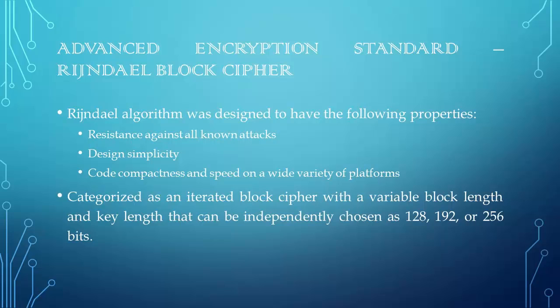The Rijndael block cipher. This algorithm was designed in relation with AES for the following purposes: resistance against all known attacks, design simplicity in comparison with other algorithms under consideration, and code compactness and speed on a wide variety of platforms. The Rijndael cipher can be categorized as an iterated block cipher with a variable block length and key length that can be independently chosen as 128, 192, or 256 bits.